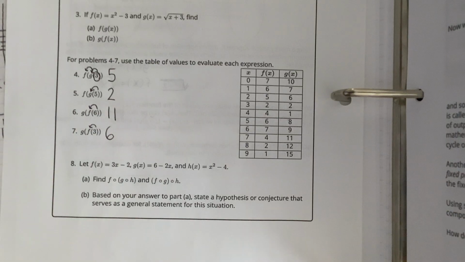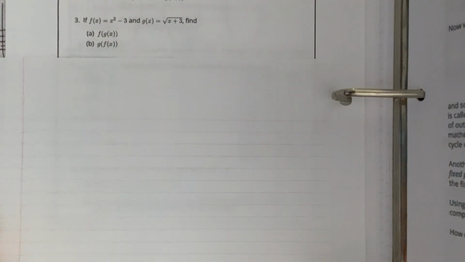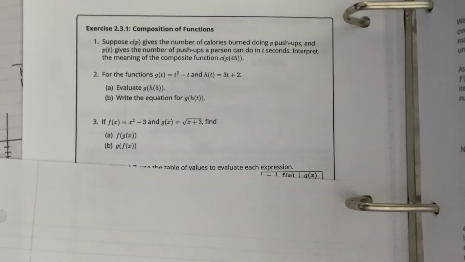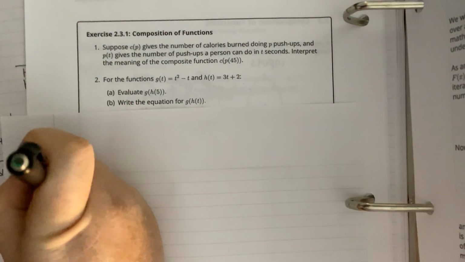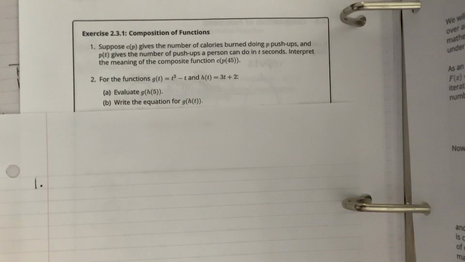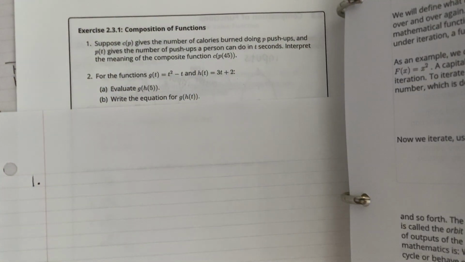Okay, so now we're gonna go ahead and work through it piece by piece. We're gonna start by looking at number 1. For number 1, this is talking about a word problem. I think the word problems are probably the hardest ones for you guys to decipher.